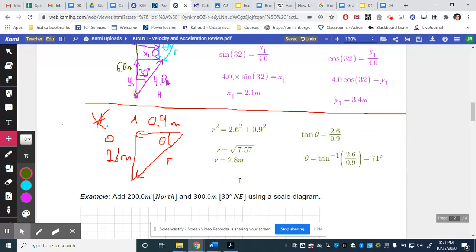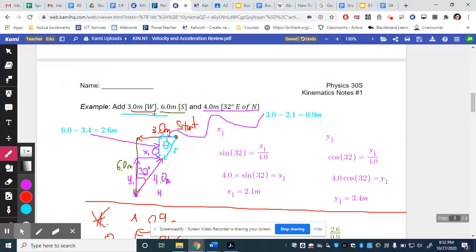How do you write your final answer? Your final answer is going to be 2.8 meters, square bracket, 71 degrees. And then what is this degree? Well, our dotted line here is to the west, and we went south of that dotted line, so it'll be southwest. Close the square bracket: 2.8 meters, 71 degrees south of west. That is the resultant vector. That is what we get if we add up all of these vectors.